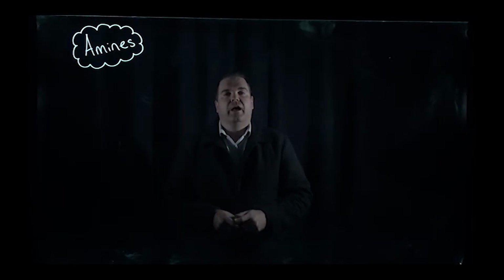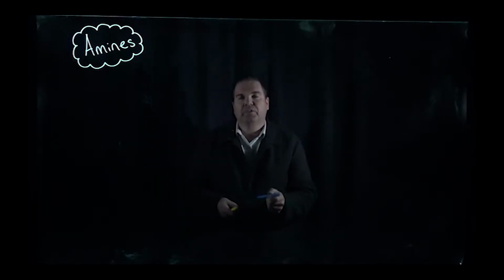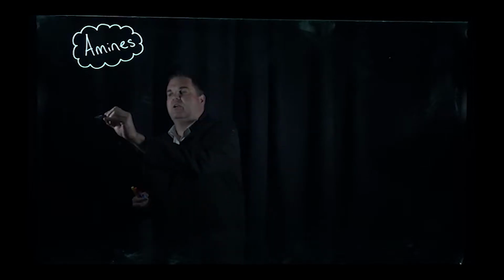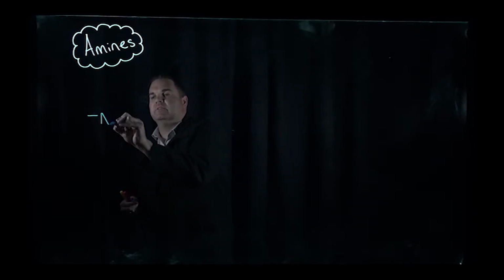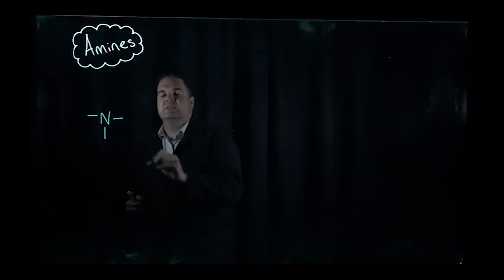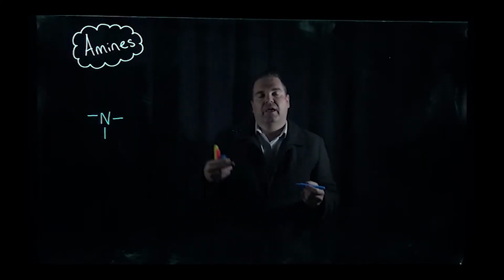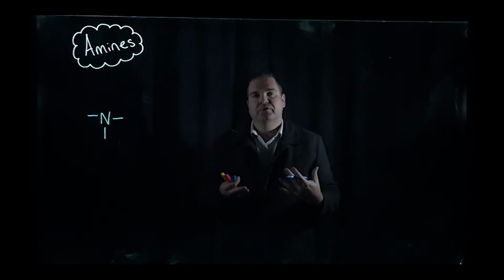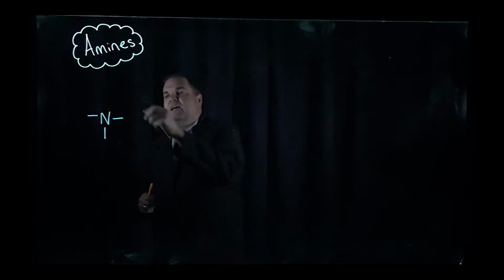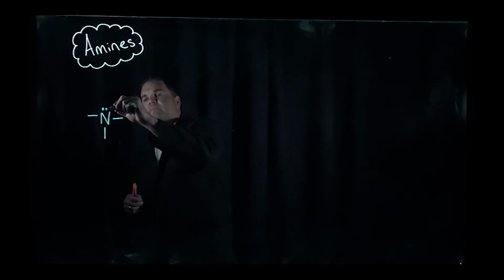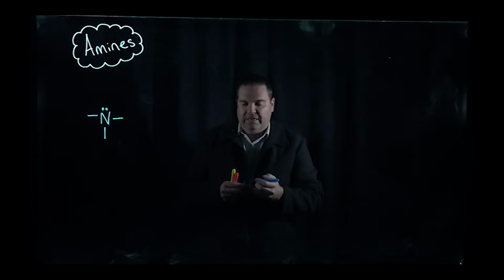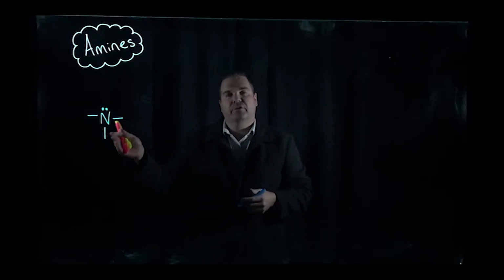Hi guys, welcome to this video, which is part of the organic chemistry topic. This video is going to be all about amines. Now the amine functional group is one which is a nitrogen, like this. Nitrogen, because it's in group 5, is able to form 3 bonds around it. Each nitrogen has a lone pair of electrons up here, and then you can have 3 bonds coming off the nitrogen.